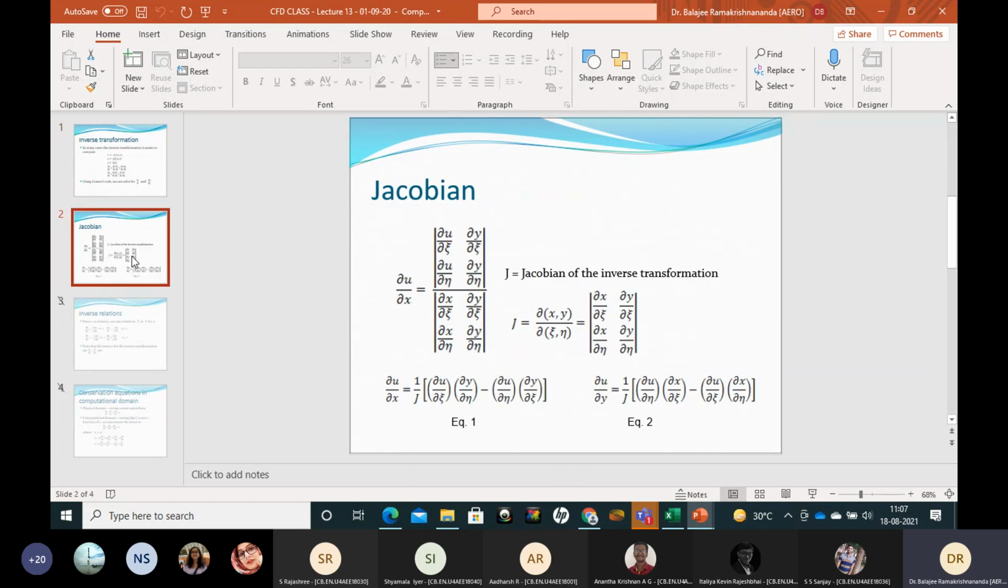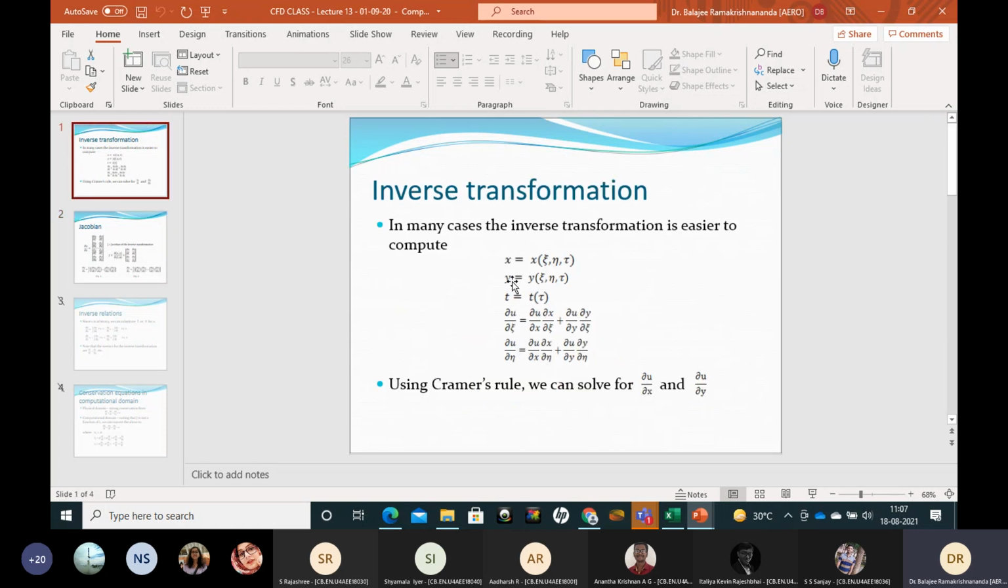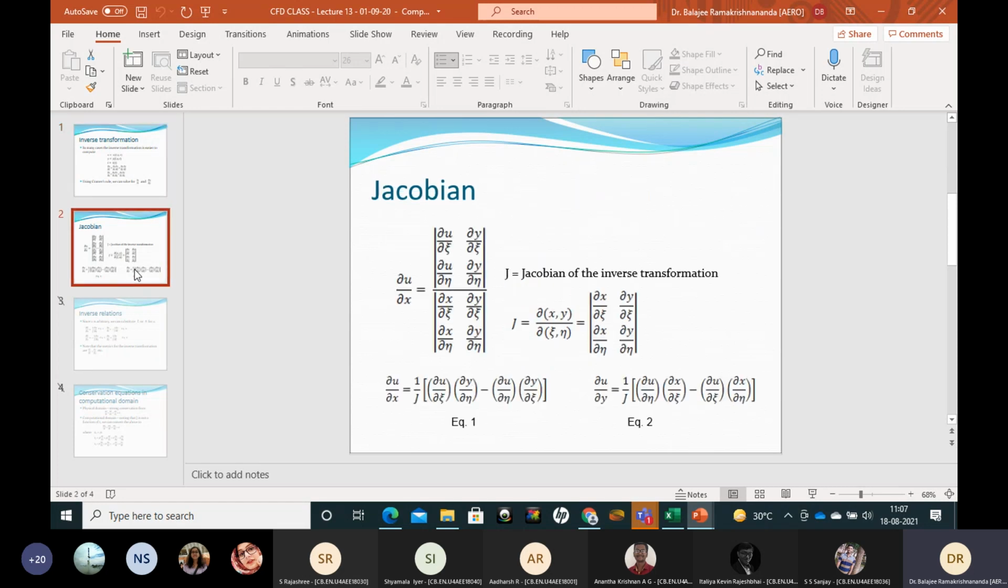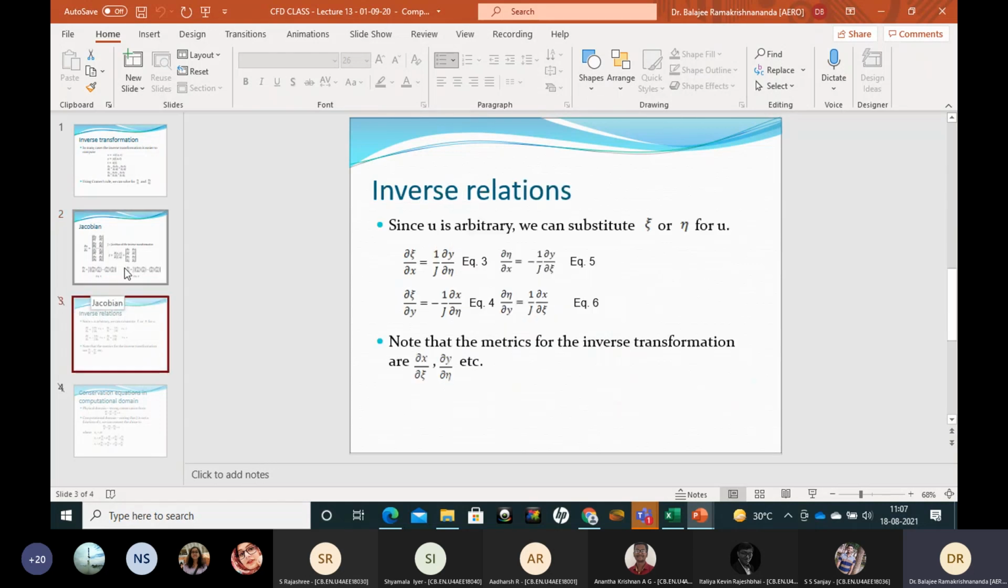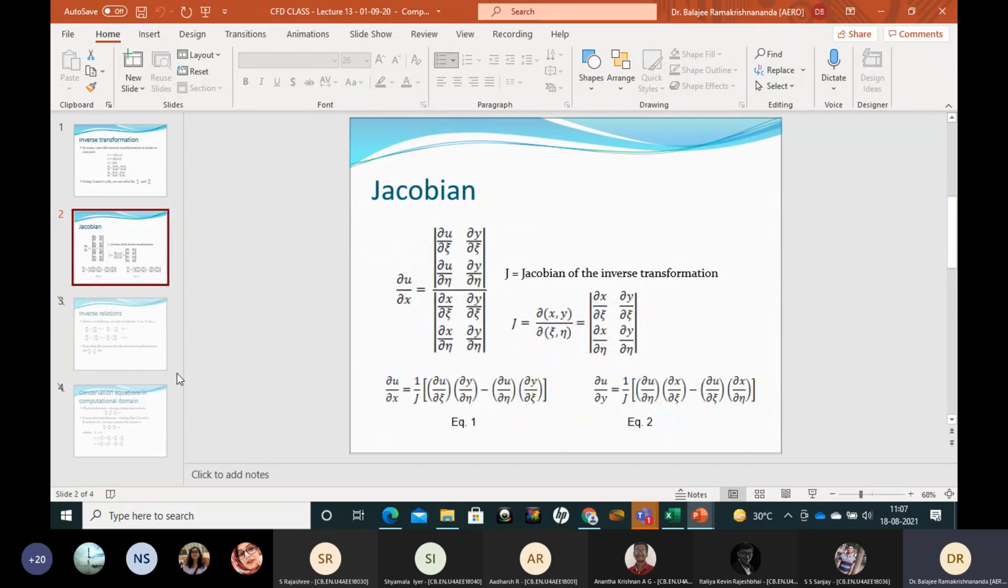Now, the determinant of that matrix is the denominator, which is called the Jacobian. That's called the Jacobian of the inverse transformation. Inverse is nothing but that x and y are now expressed as functions of ξ and η. So now, if you solve for ∂u/∂x by inverting that matrix, you will get ∂u/∂x as 1/J times the term inside the square bracket, and ∂u/∂y as 1/J times the term inside the other square bracket.